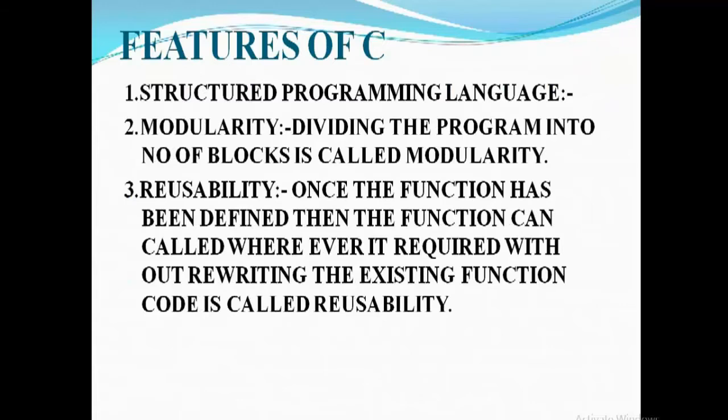Now the features of C. The first one is structured programming language. What is meant by structured programming language? We already know what a language is: intercommunicating with the computers, to provide instructions or statements to the computer. We already discussed what a program is: a collection of blocks. A C program is a collection of blocks, called functions. And a function is a set of statements.